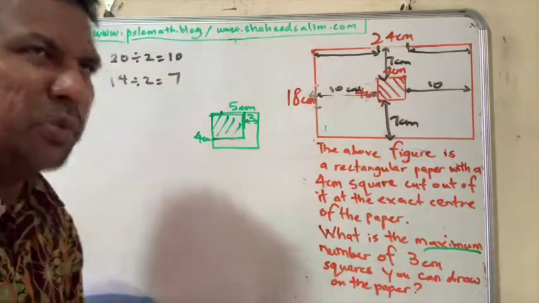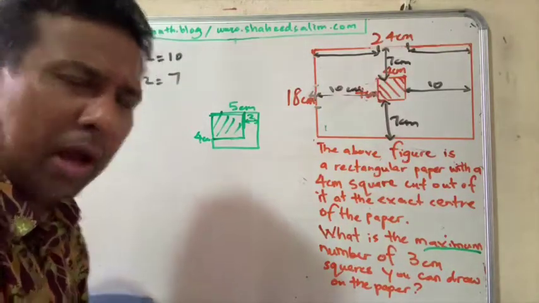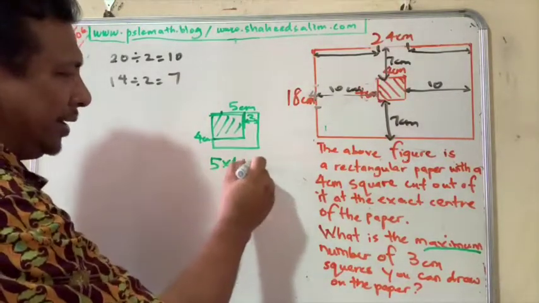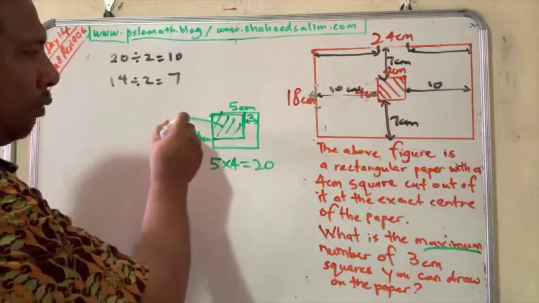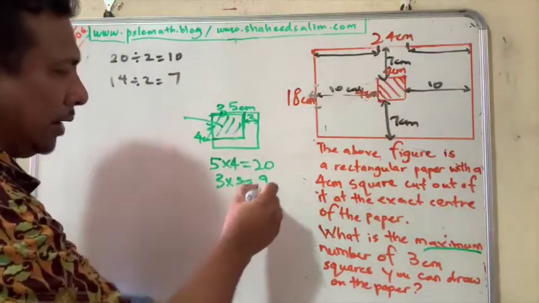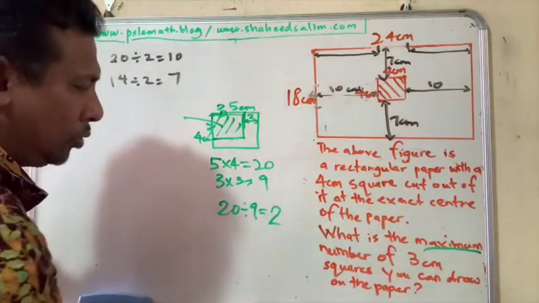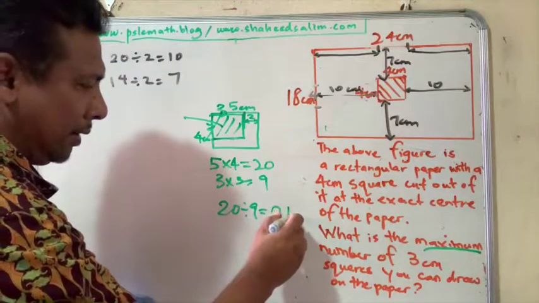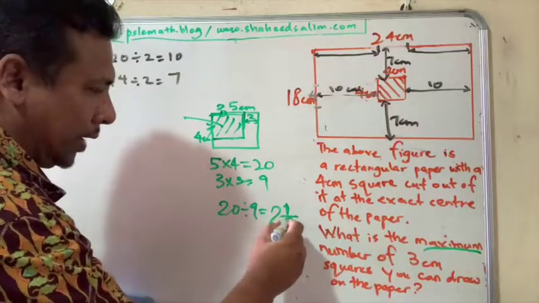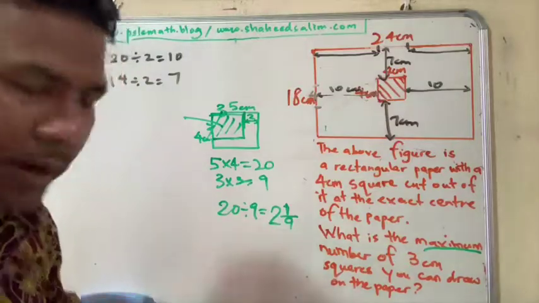Now some students are confused. They say, I think I can draw 2. How do they do it? They say 5 times 4, the area of this rectangle is 20. And the area of one 3 cm square is 3 by 3, which is 9. And if I'm going to divide 20 by 9, I get 2 wholes and 1 ninth. So at least I can fit 2 squares.